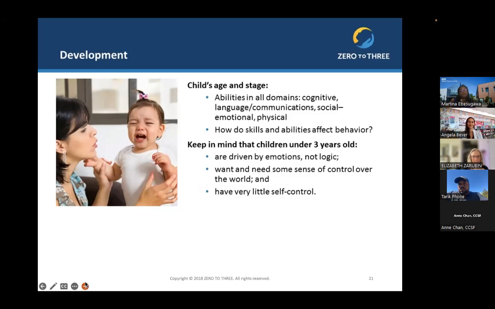It's also important for us to understand that children under the age of 3 are driven by emotions, not logic. They want and need some sense of control over the world, and they have very little self-control. In children who are struggling, who are older, you can also see this, that they also are struggling to want to have control over the world. This is especially for children who have not learned to self-soothe and self-regulate themselves.